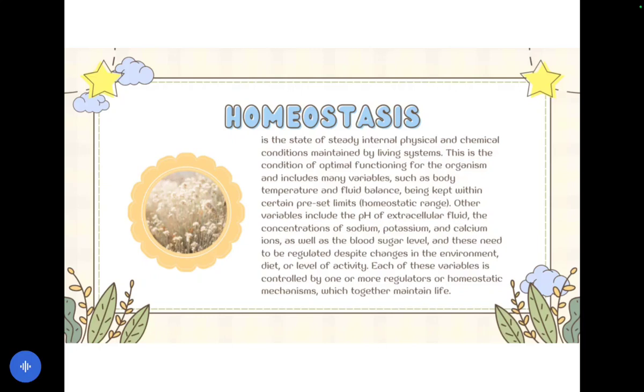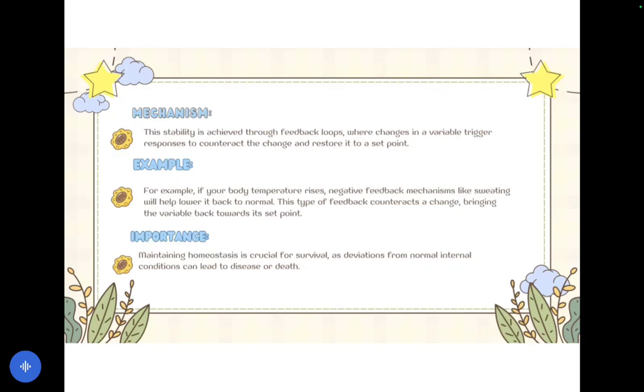To simply define homeostasis, it is the steady state of our body, our internal environment, despite the triggers of the external environment. So, mechanism, the stability is achieved through feedback loops where changes in a variable trigger responses to counteract the change and restore it to a set point. For example, if your body temperature rises, negative feedback mechanisms like sweating will help lower it back to normal, and this type of feedback counteracts a change, bringing the variable back towards its set point. So, homeostasis works through feedback of our body to the triggers of our environment.